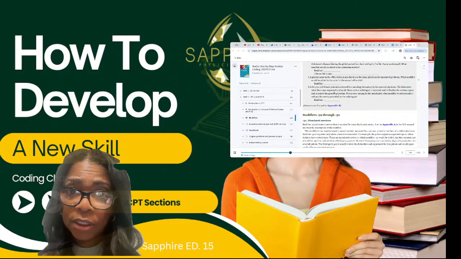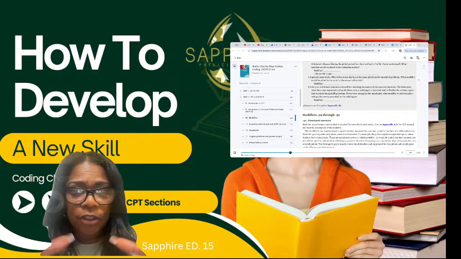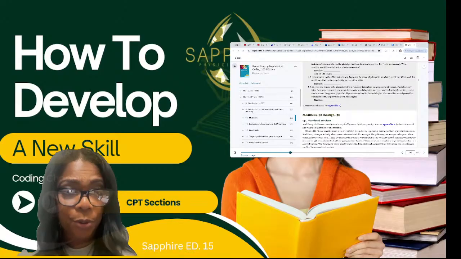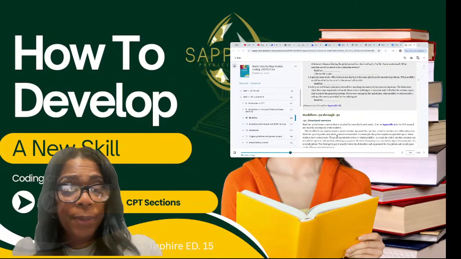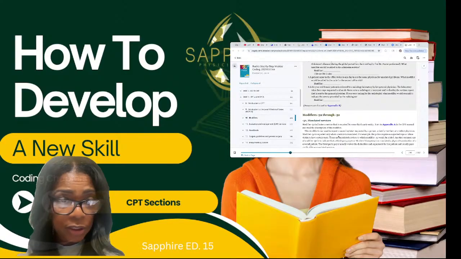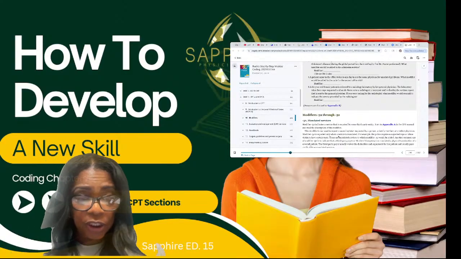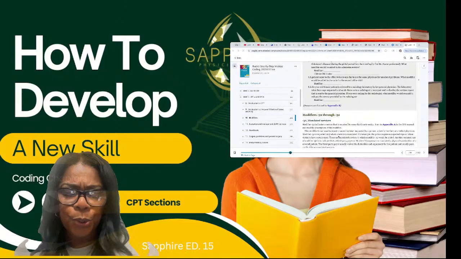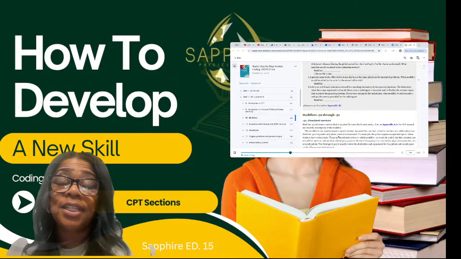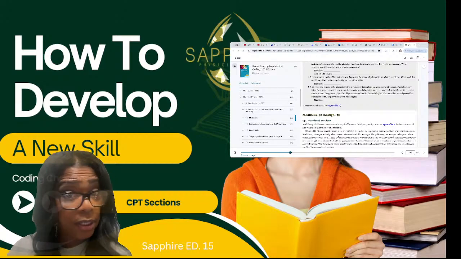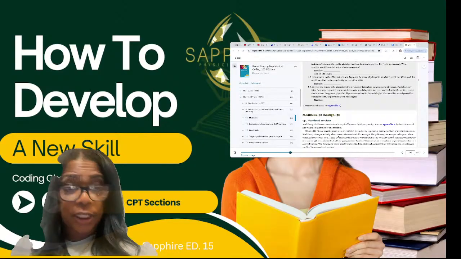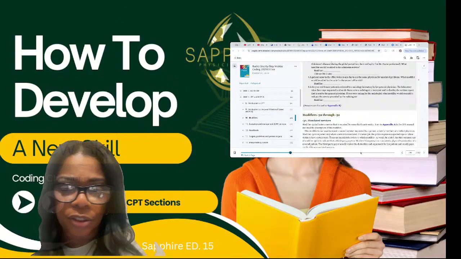Here is 26. Did we pass 26? Well, we passed 26. But if you need to use a 26 modifier and you forget it, Epic is going to kick it back, or Athena is going to kick it back. Epic is a hospital EHR. Athena is more the physician EHR. I don't know who still uses IDX. I know IDX is like a million years old, but I think eClinicalWorks is like your secondary. I see a lot of doctors using that.